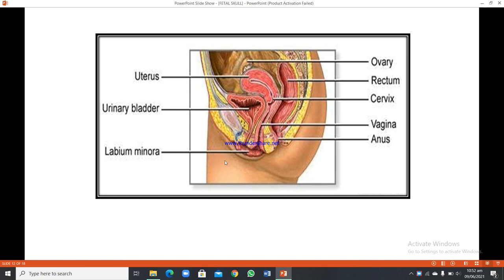If we see the anatomy of the pelvis, the structures: uterus, urinary bladder, labia minora, this is the ovary, rectum, cervix, vagina, and anus. We will see the views on all of them. What happens here? The baby grows, and at term, about 40 weeks, this will form the birth canal.